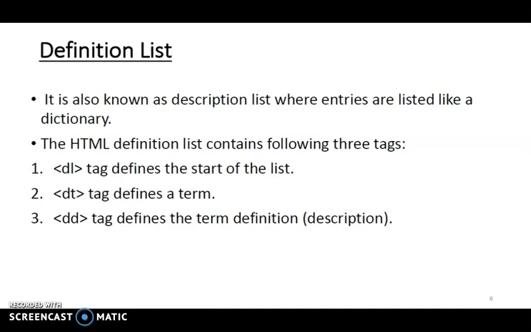Your first tag is your DL, that defines the start of the list. Then you have a DT tag, that is definition term or description term. And your third tag is a DD tag, which defines the definition description or description data. This is all about definition.